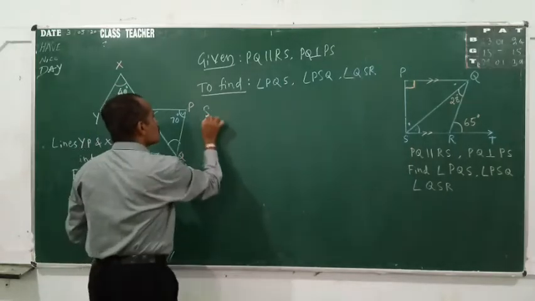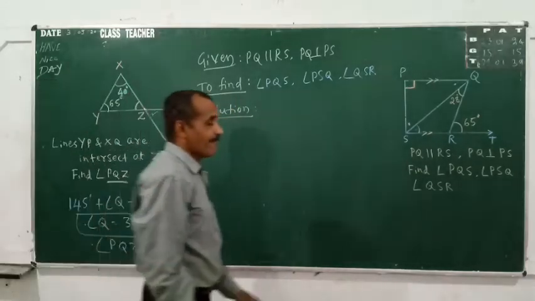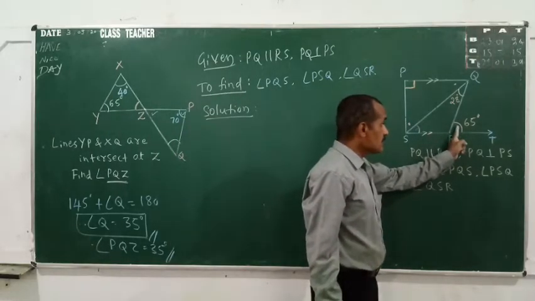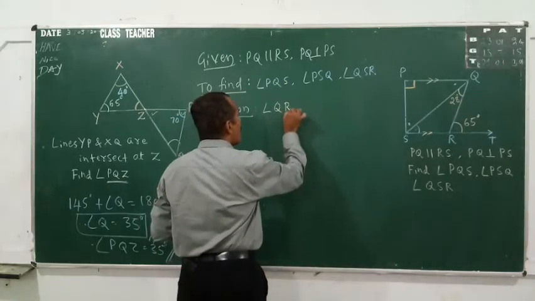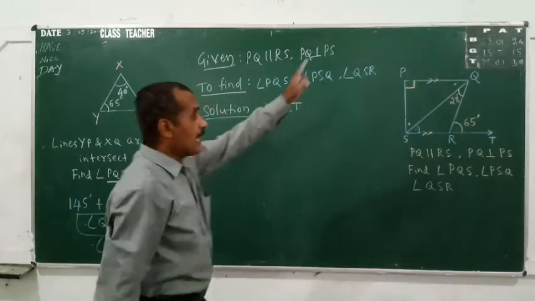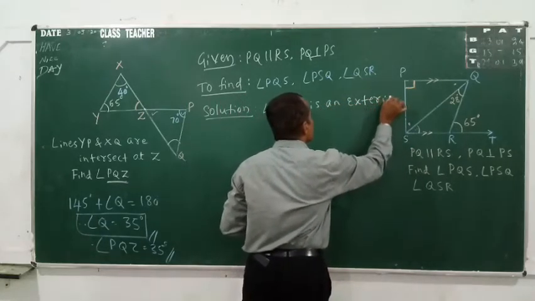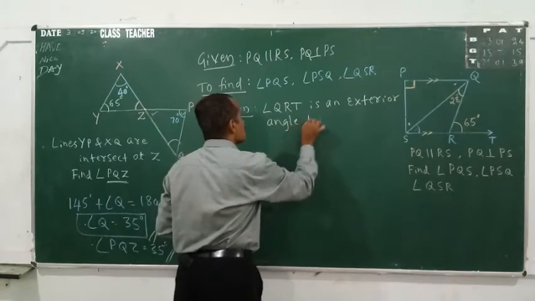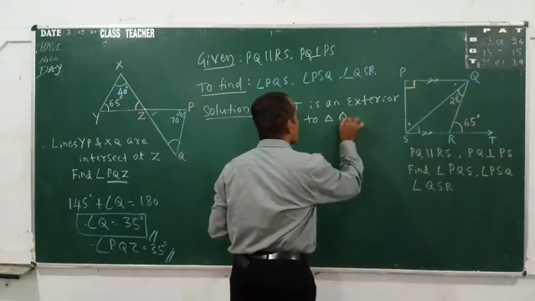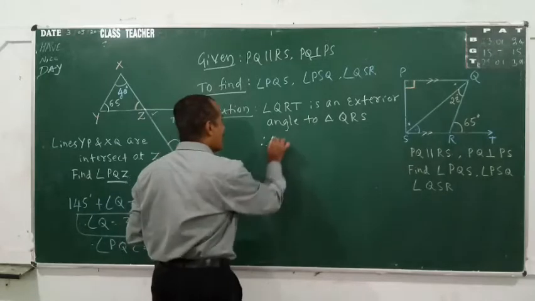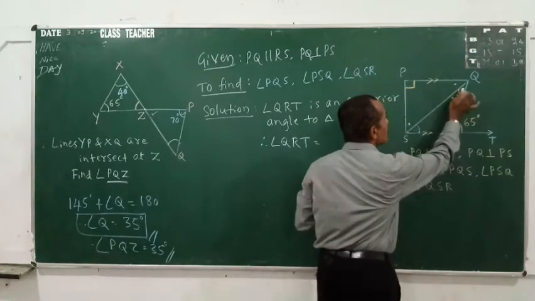I will directly write the solution. Come on. How to start? We'll start from here. This is an exterior angle to this triangle. Come on, how to write? Angle QRT. Look at the board, look at the figure. Angle QRT is an exterior angle to triangle QRS. Therefore, angle QRT is equal to this plus this.